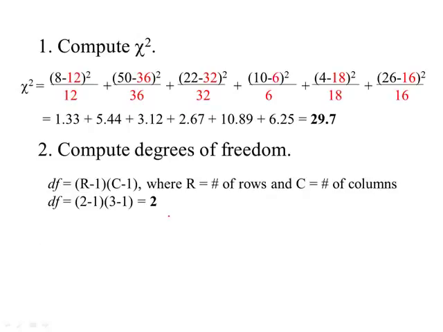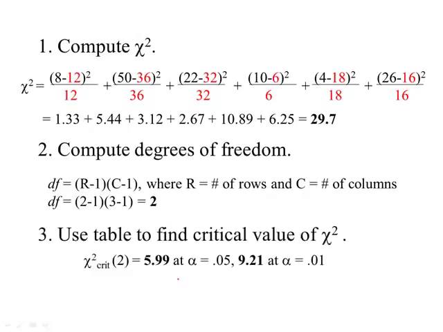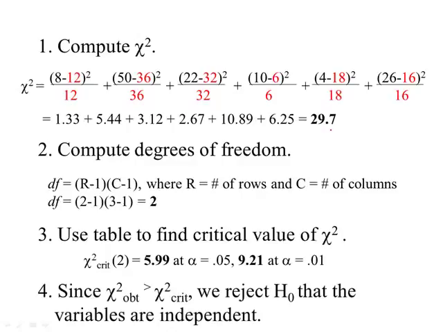This is the same number as in our previous example, so when we look at the table, we're actually looking at the same row, so we have the same numbers that we're comparing to. 29.7 is obviously much bigger than 5.9 and 9.21. If we were to look at the third one, 13, whatever, 29.7 is higher than that as well. So we get that this is a significant chi-squared value.